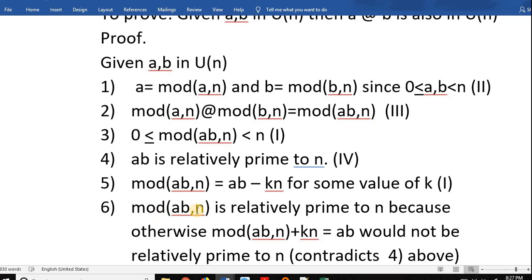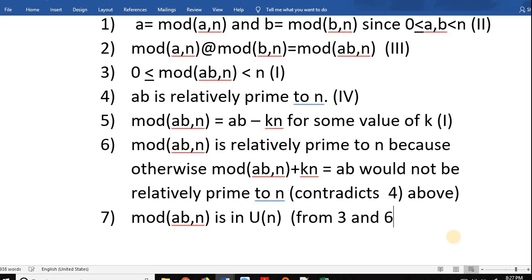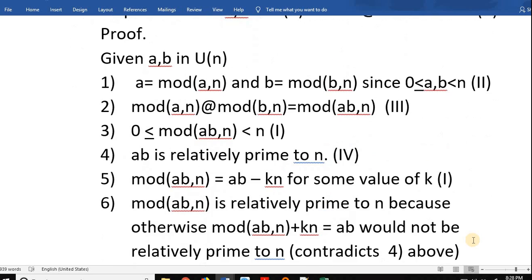Okay. So I have mod ABN is relatively prime to n, and it's between 0 and n. So that means that mod ABN is in U of n. And that follows from 3, because it's in the right range, and 6. Okay. All right, so you can do it this way. All right, so that gives me closure.